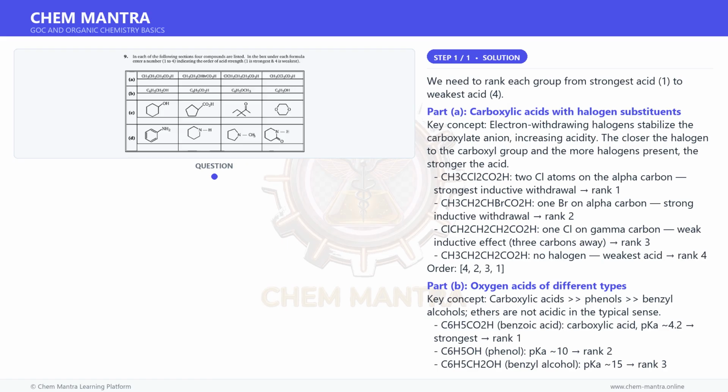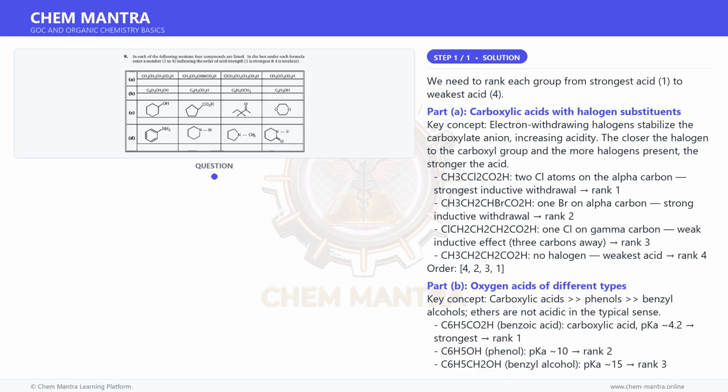CH3CCl2CO2H, 2 Cl atoms on the alpha carbon, strongest inductive withdrawal, rank 1. CH3CHBrCO2H, 1 Br on alpha carbon, strong inductive withdrawal, rank 2. ClCH2CH2CH2CO2H, 1 Cl on gamma carbon, weak inductive effect, 3 carbons away, rank 3. CH3CH2CH2CO2H, no halogen, weakest acid, rank 4. Order 4, 2, 3, 1.